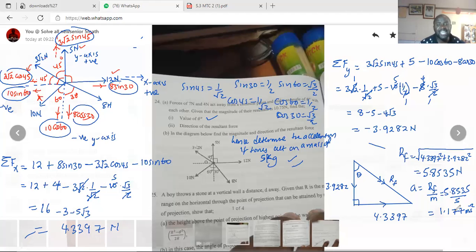We also need to get the direction because the question said, find the magnitude and direction. Now the direction, we need to say tan theta, because I told you trig will always come back, is 4.3397 divided by 3.9282. This will bring about theta being the tan inverse of that ratio. What answer do we get? Someone has an answer in the chat.